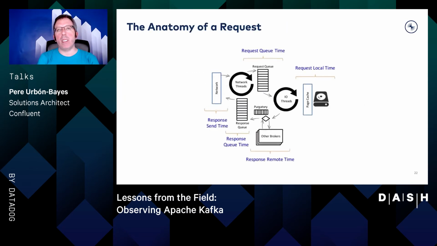So remember, this is the anatomy of a request. If for any reason one of the replicas is not fetching enough data or at the right speed, etc., the message is going to stay in the purgatory for longer. And then the remote time is going to increase. And the next thing you're going to see is that they fall behind and cause an under-replicated partition. An under-replicated partition is nothing else than a partition that is not up to date with its main partition.